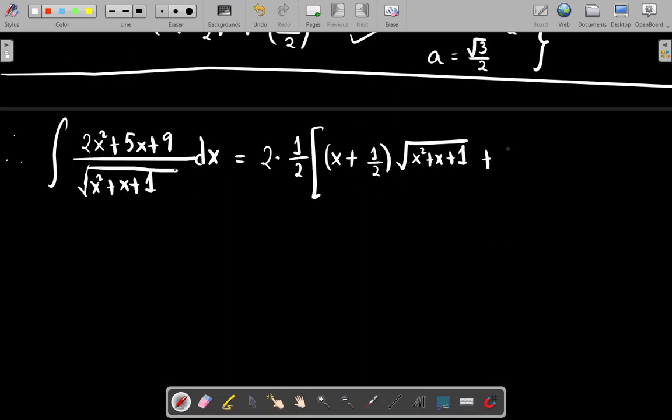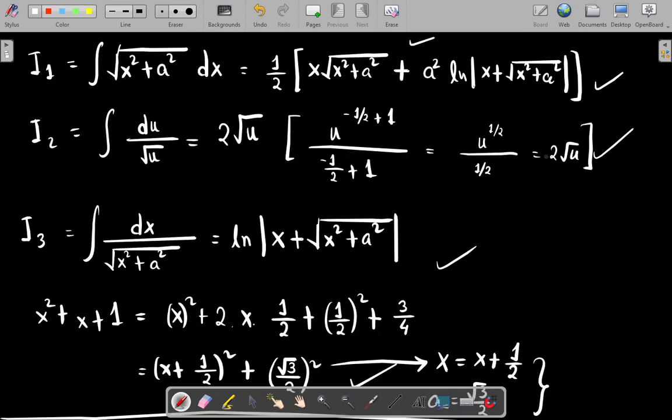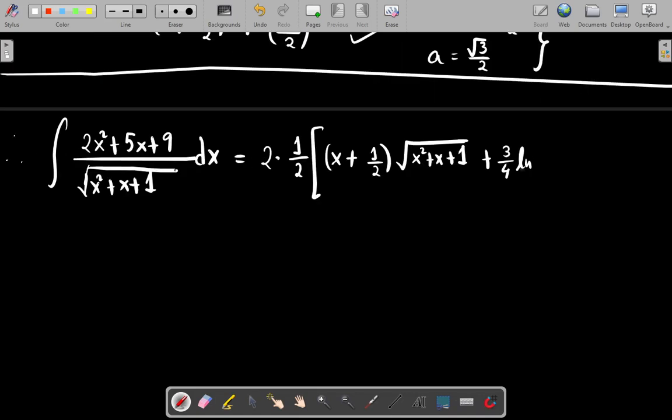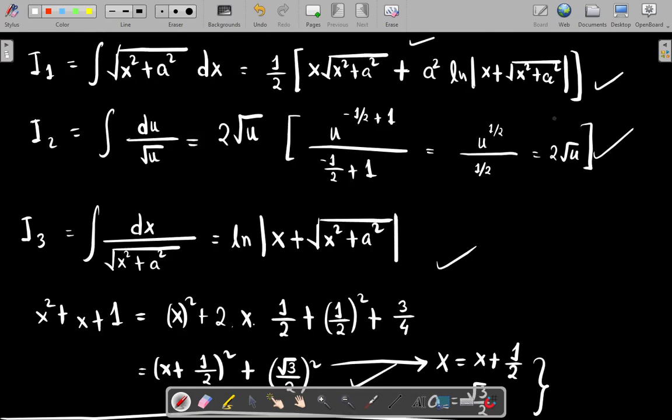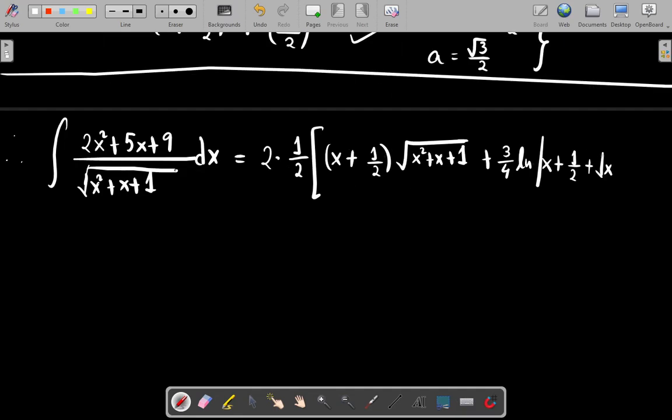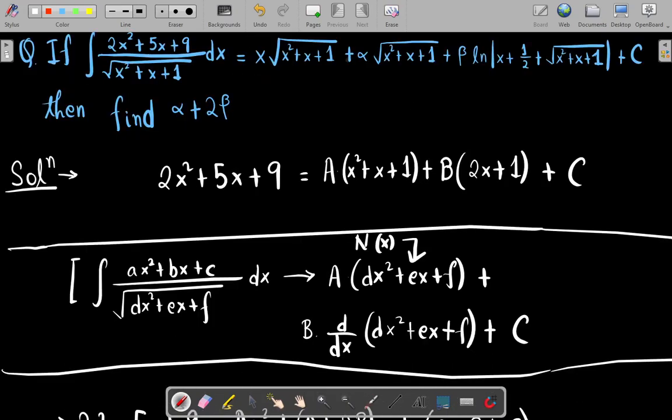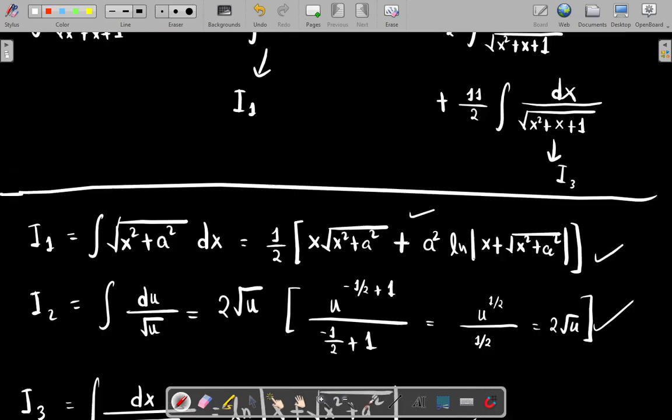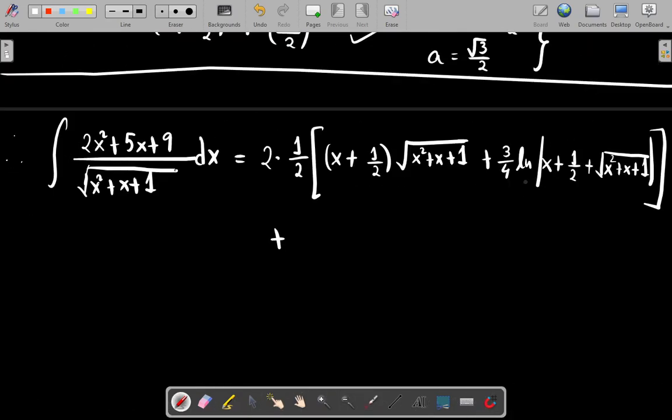So a square will be root 3 by 2 whole square. So this is 3 by 4 log of x plus half plus x square plus s square will be again this term, right? x square plus this square root term, x square plus x plus 1. Okay, so this is just I1. We have completed it. If you look in the given answer also, this is beta ln x plus half plus something, right? So I think this 3 by 4 term is matching.